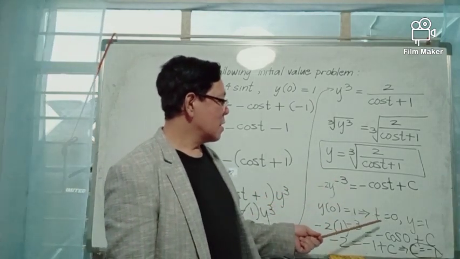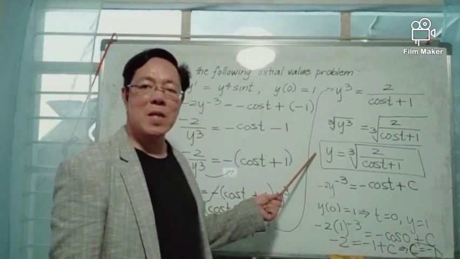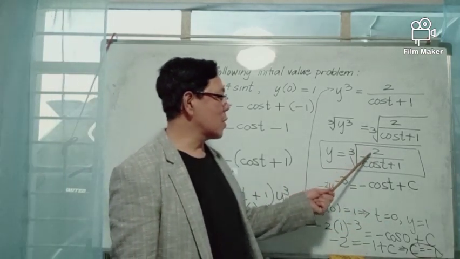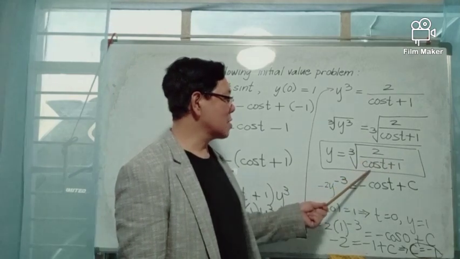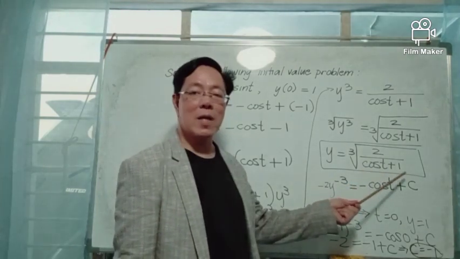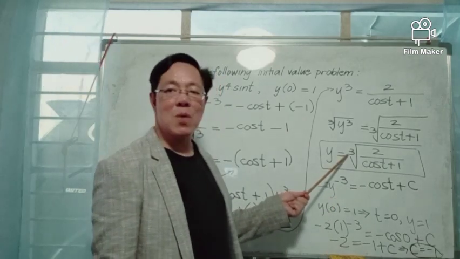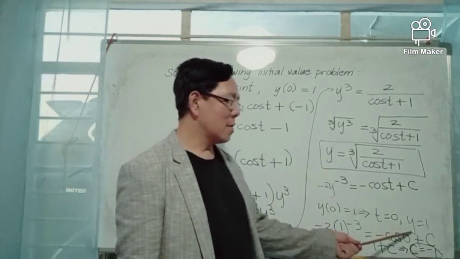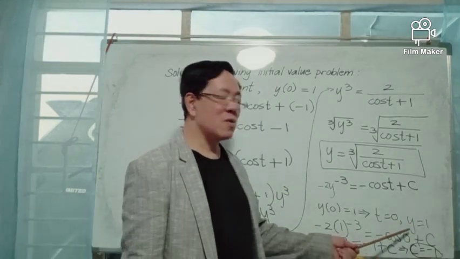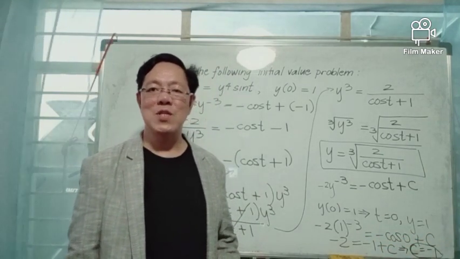Now we check if the initial conditions are satisfied by this particular solution. When t equals 0, we get the cube root of 2 over cosine of 0 plus 1. And cosine of 0 is 1, plus 1 is 2. So we have 2 divided by 2 is 1. And the cube root of 1 is 1, which is the given condition. When t equals 0, the value of y is 1. That is how you check if your particular solution is correct.